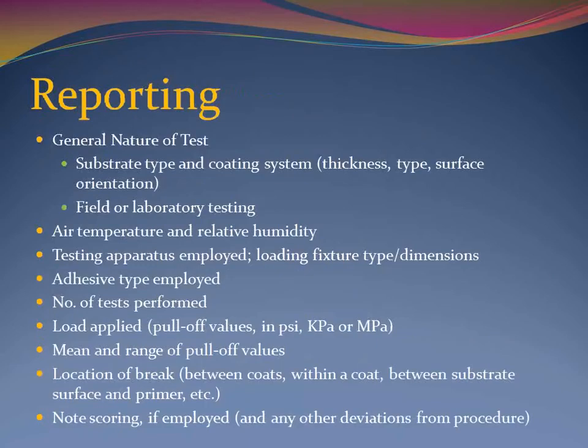Recording of the data acquired during pull-off adhesion testing includes the substrate type, the coating or coating system and the thickness, the type and test surface orientation, whether the testing was performed in the field or in a laboratory, the air temperature and relative humidity during testing, the test apparatus along with the loading fixture type and size, the type of adhesive used, the number of tests performed, the load that was applied, the average and range of pull-off values, the location of break, and finally, a note as to whether scoring was employed or whether there were any other deviations from the standard test method.